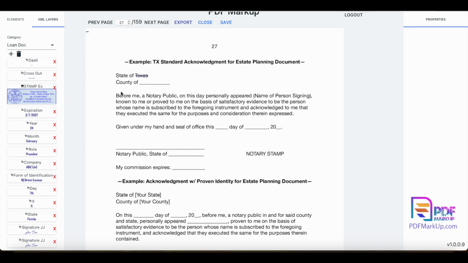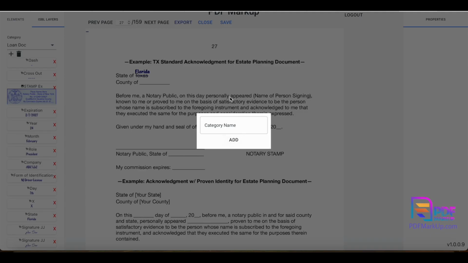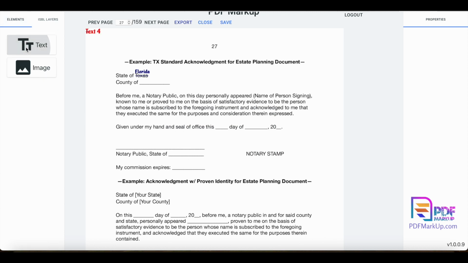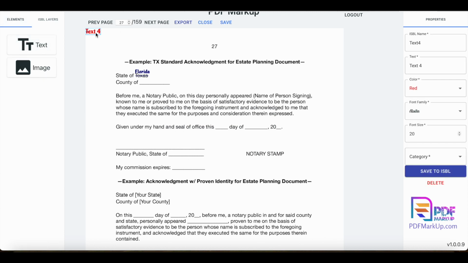And then you would go ahead and put the state that you're in. So let's say we're in Florida. You would write Florida right on top of here, and then you would go ahead and initial. Then you would go ahead and initial here. I'm going to put notary initials.